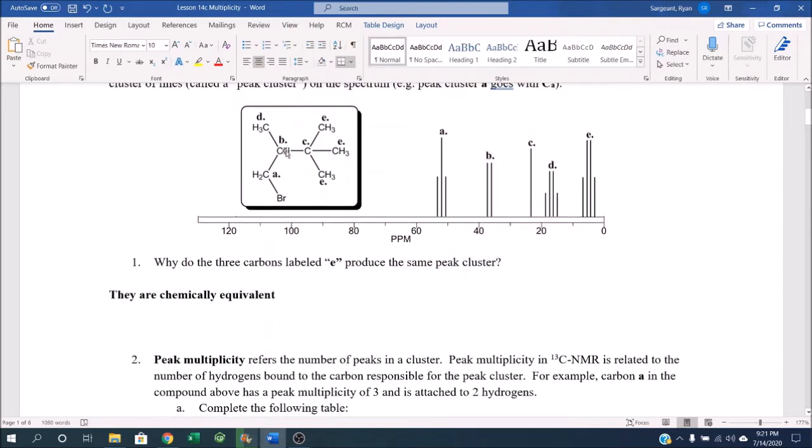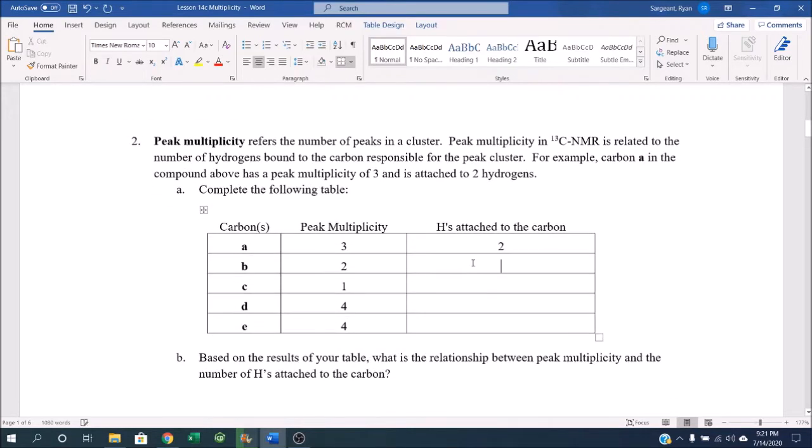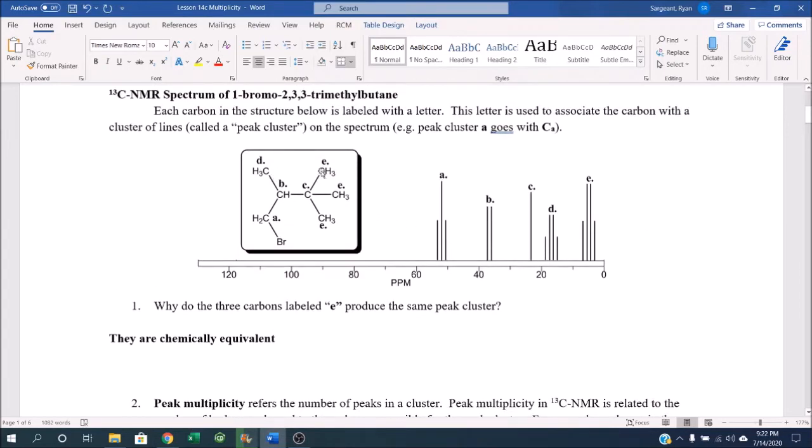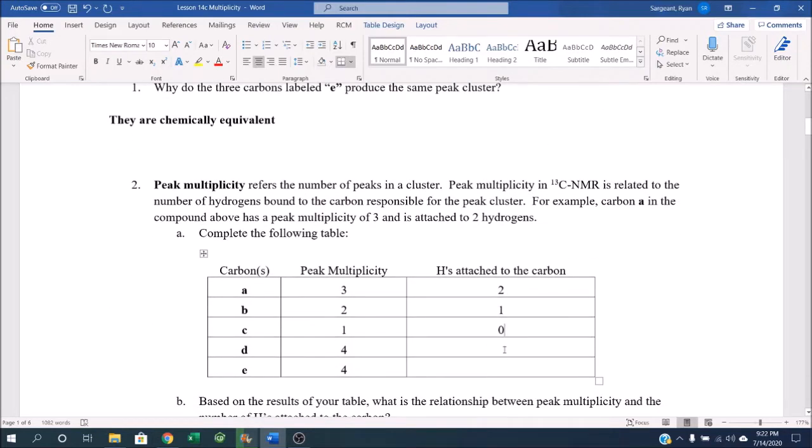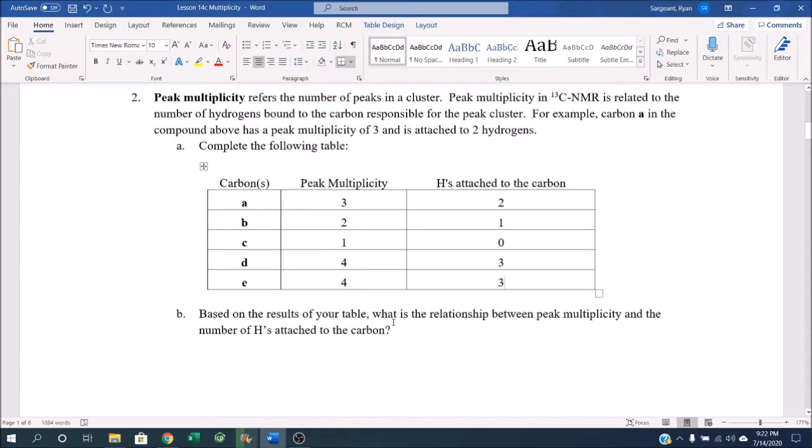Now, if we look at the structure of this, carbon B has 1 hydrogen, carbon C has 0 hydrogens, and carbons D and E each have 3 hydrogens. Based on the results of your table, what is the relationship between peak multiplicity and the number of hydrogens attached to the carbon? We can express this as a mathematical formula: peak multiplicity is equal to hydrogens plus 1. So if you have 2 hydrogens, we expect the peak multiplicity to be 3, 1 hydrogen, it's 2, etc.